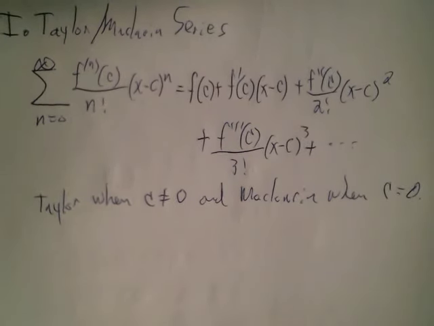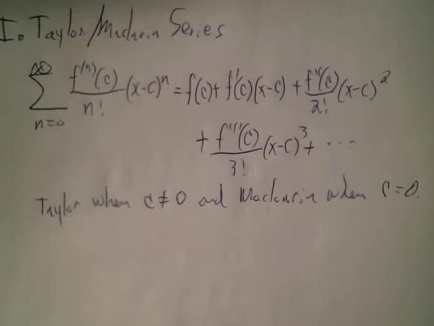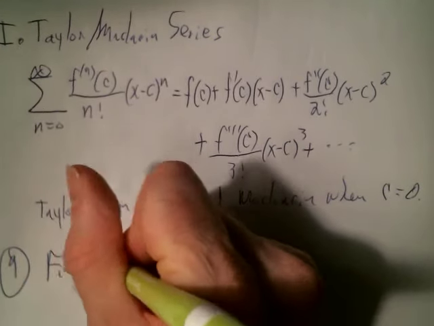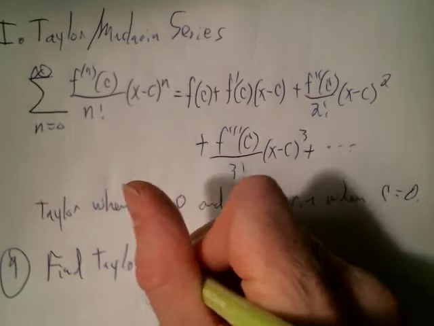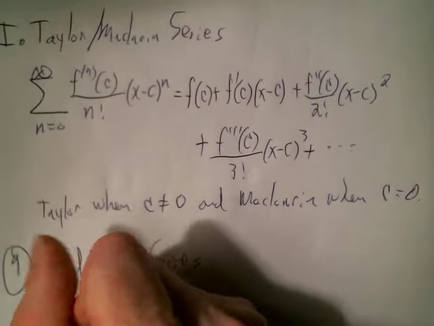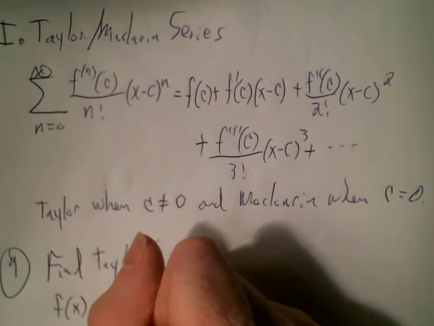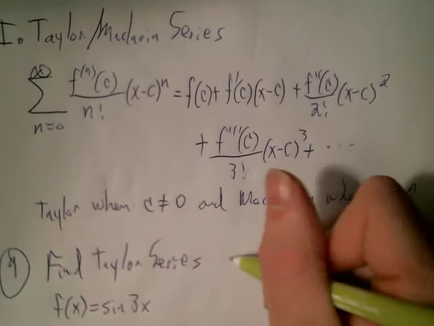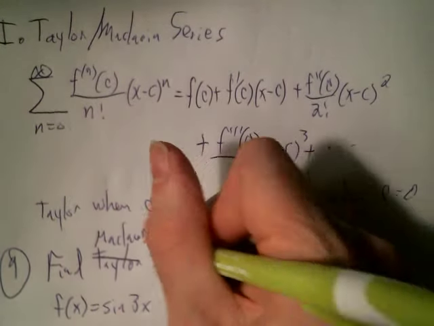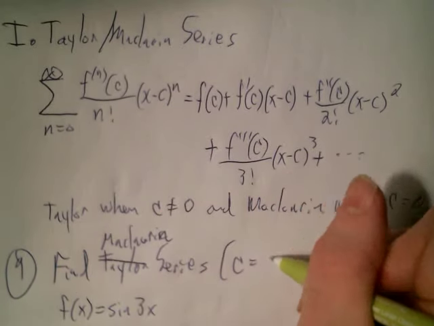Okay, so even before we talk about whether or not these things will work as representations, we'll just build the Taylor series representations. Okay, so number 9. We are trying to find the Taylor series for a particular thing. And actually, this will be a Maclaurin. But let's look at it. So f of x equals sine of 3x. And so this is find the Maclaurin series. In other words, c equals 0.